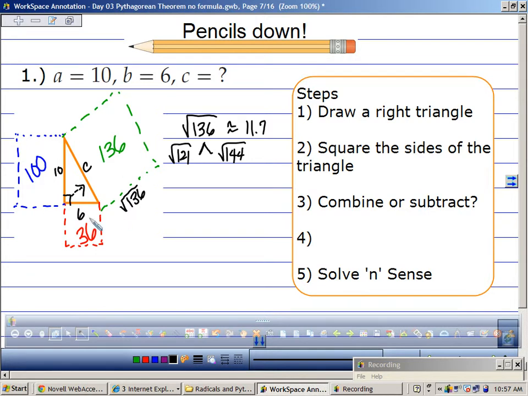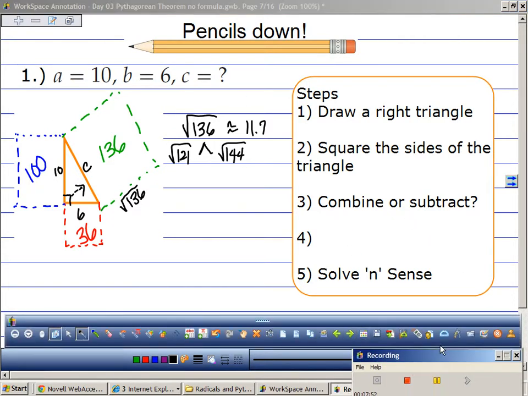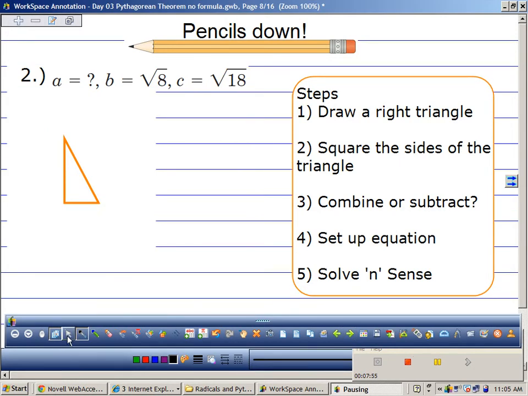I want you to do it just like this. Okay? So you guys go ahead and write that down for me. Alright, let's do another one. Pencils down. This one looks a little bit different.